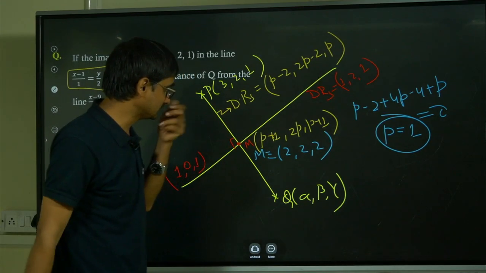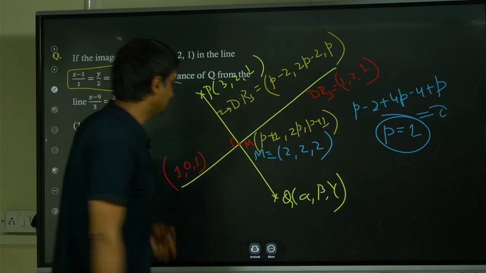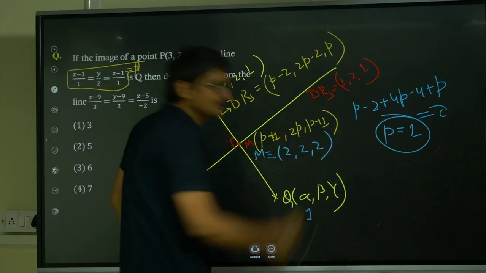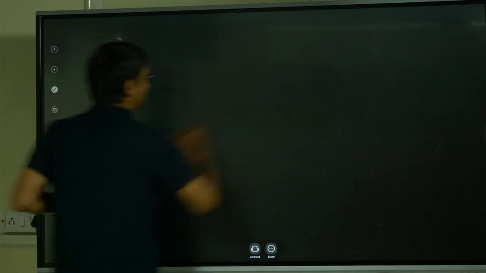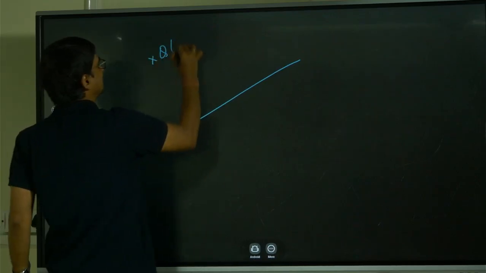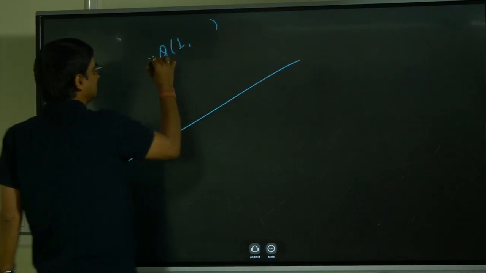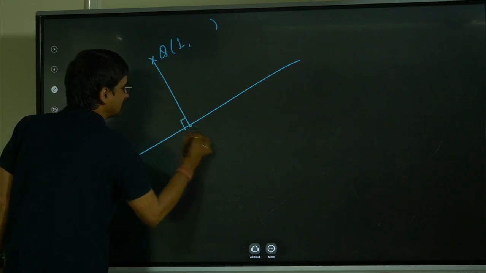So alpha plus 3 by 2 is equal to 2, so this is 1, and likewise once you have alpha, beta, gamma, then you have to find the distance. Now the distance of any point, let's say Q is whatever, 1 comma anything. Now its distance, of course nothing is said, it has to be the perpendicular distance.